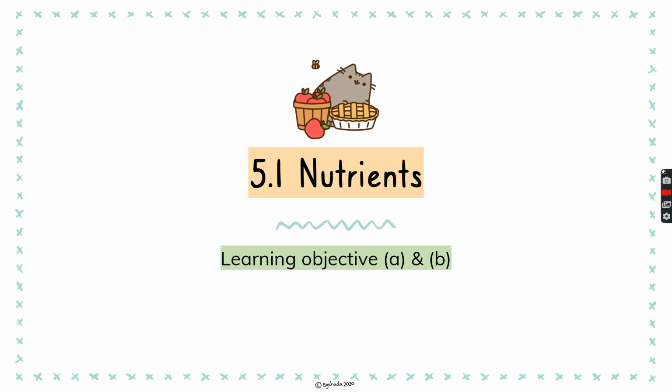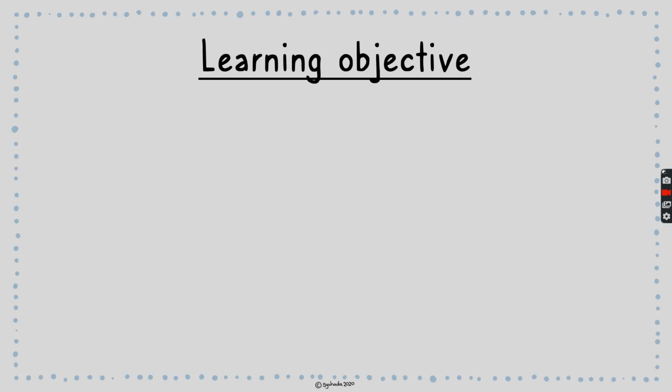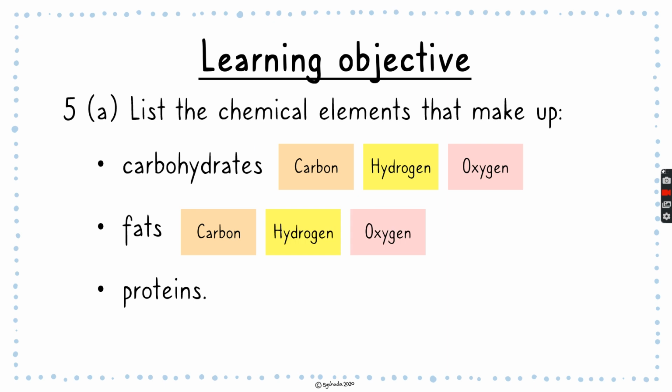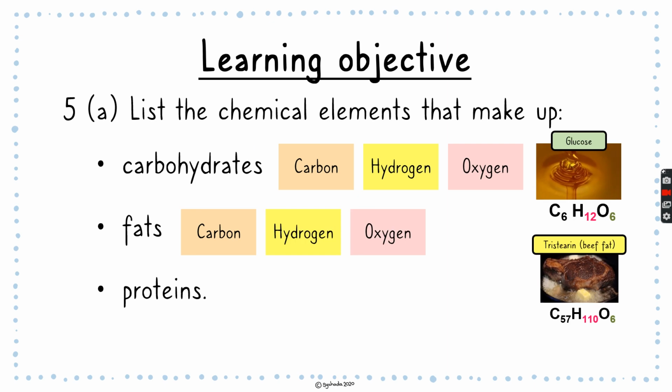So we talked about 5.1 nutrients and learning objectives A and B, and we looked at the chemical elements that make up carbohydrates, which is CHO: carbon, hydrogen, oxygen, and it's the same with fat, CHO. The main difference between these is that their ratio of hydrogen to oxygen is different. The ratio of hydrogen and oxygen is 2:1 in carbohydrates. That's why they're called carbohydrate. Carbo as in they have carbon, and hydrate as in the ratio between hydrogen and oxygen.